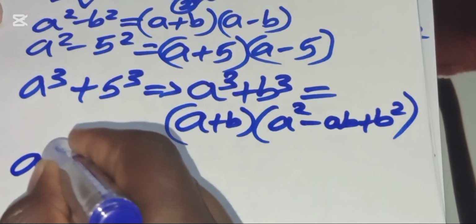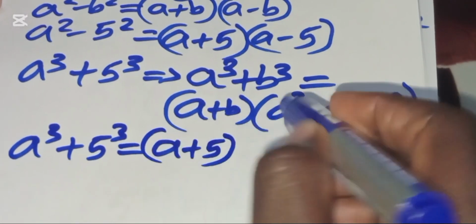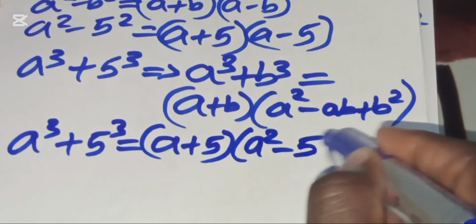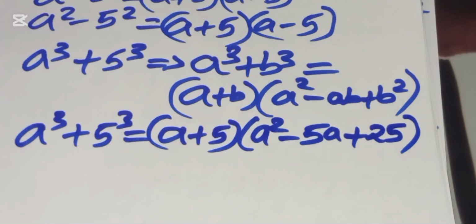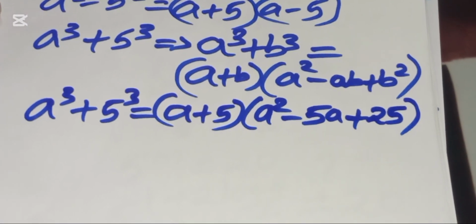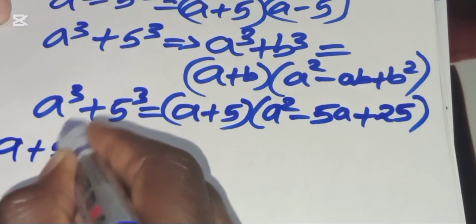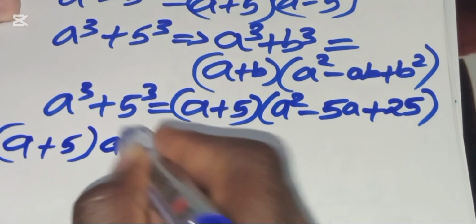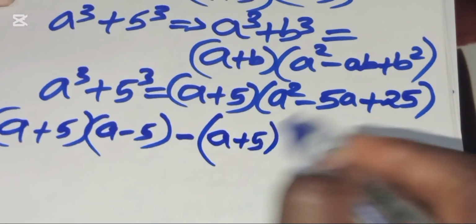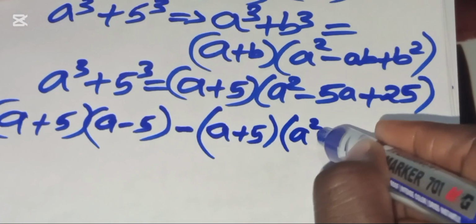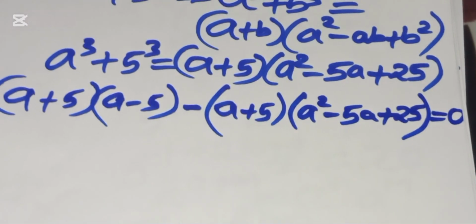So we have a cubed plus 5 cubed, which is a plus 5, then a squared minus 5a plus 25. Now let's combine the first part. The first part here is a plus 5 and a minus 5. So you'll have a plus 5, a minus 5, subtract a plus 5, a squared minus 5a plus 25. This should give us the value of 0.